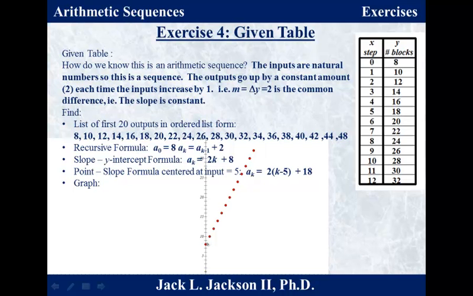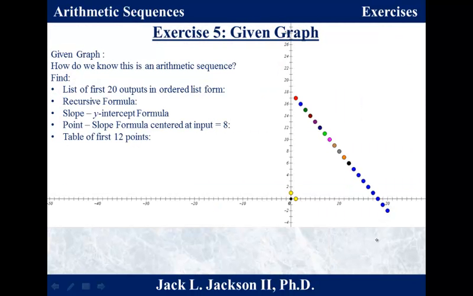And here's a graph. This one does have a 0th term. And notice every time we go to the right one, we're going up 2. Okay, so we're going right 1 and up 2 every time, and that's what makes this thing straight.